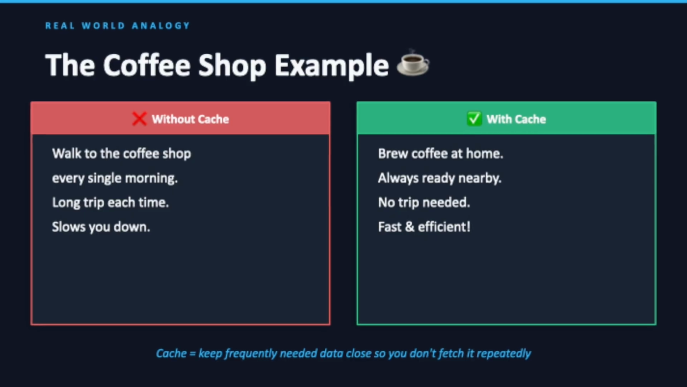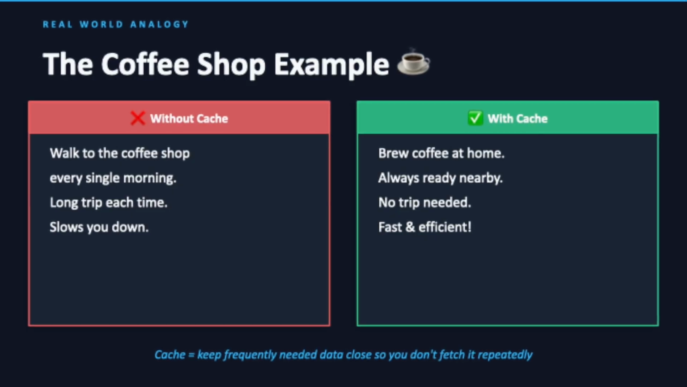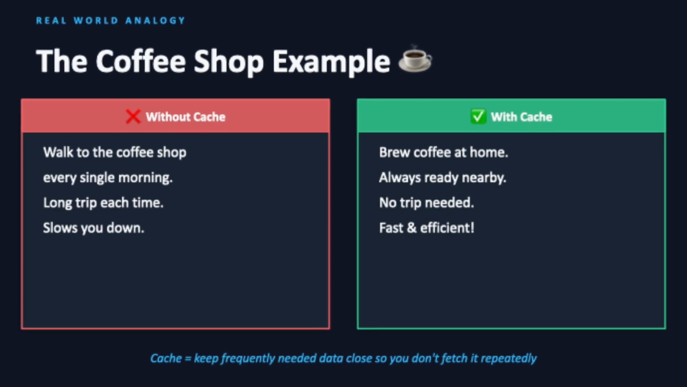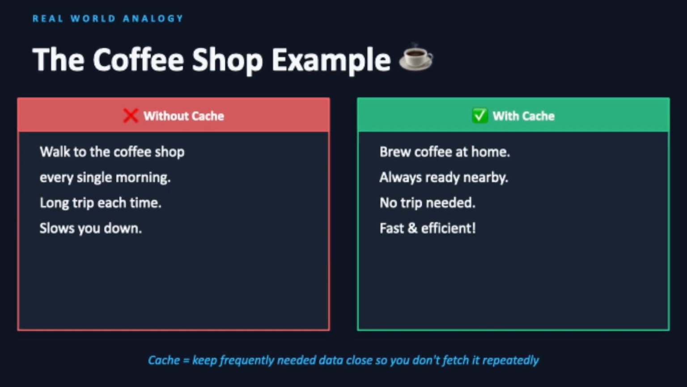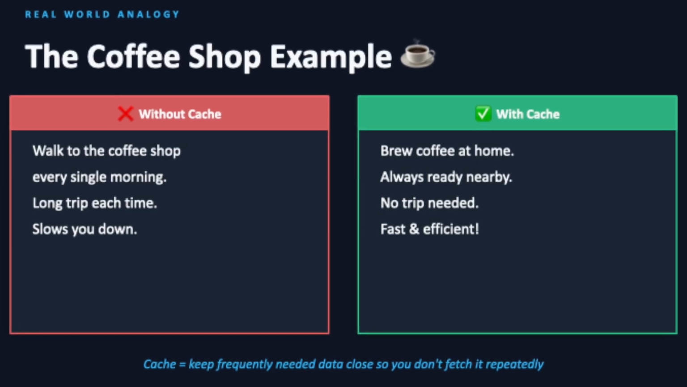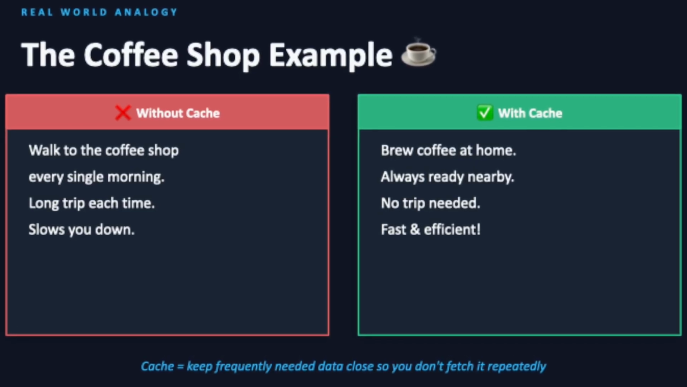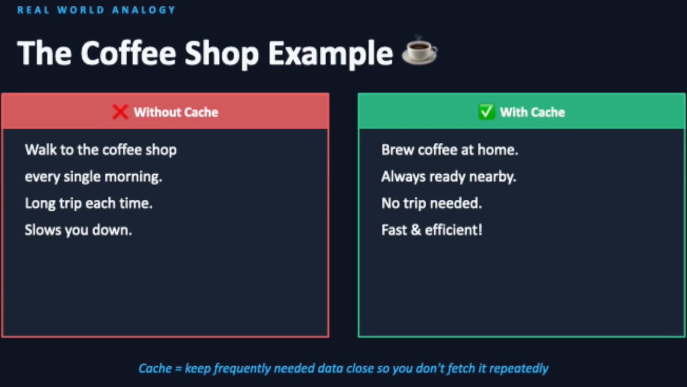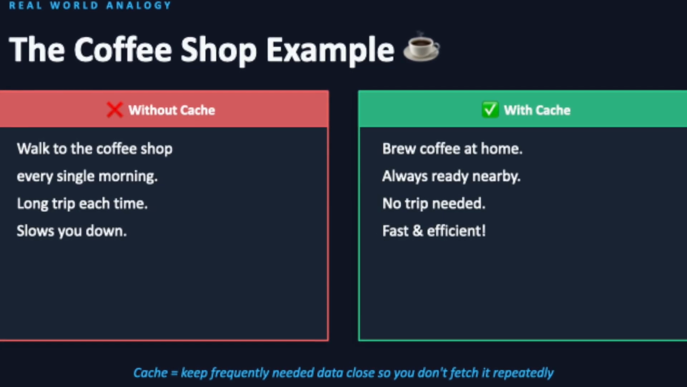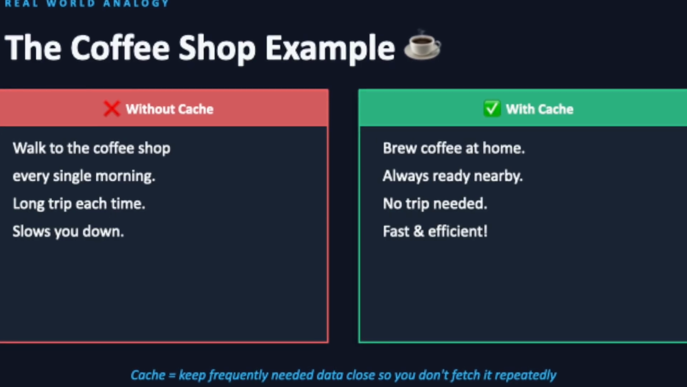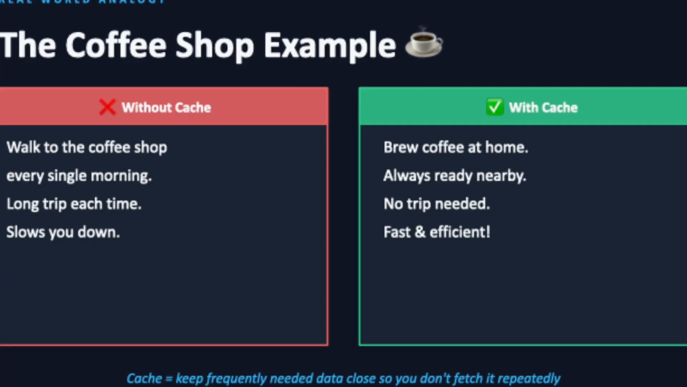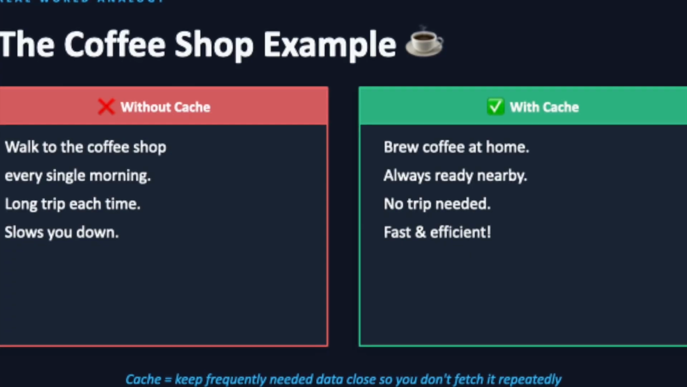Let's start with a simple real world example. Imagine you walk to a coffee shop every single morning. The shop is far away, so every day you spend time and energy making that trip. Now, what if instead you just brew coffee at home? It's always ready, always nearby. No trip needed, much faster. Cache works exactly the same way. Instead of fetching the same data from a database every single time a request comes in, cache keeps that data close by so it can be served instantly.